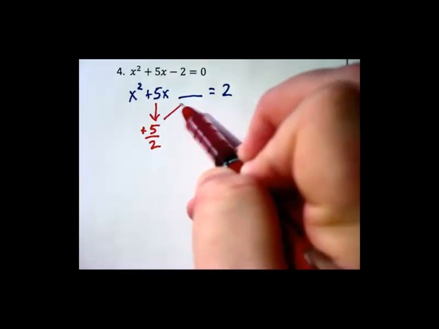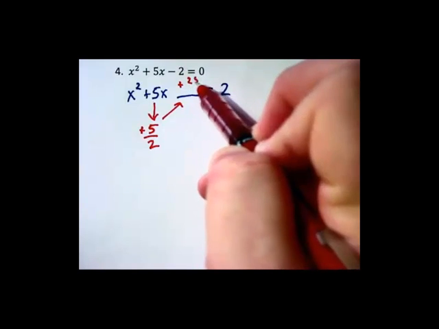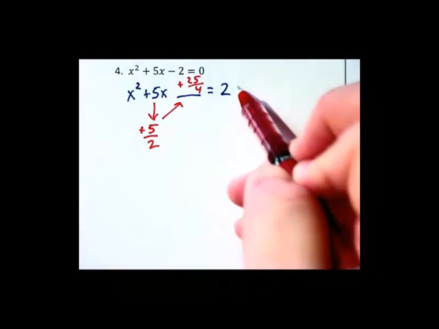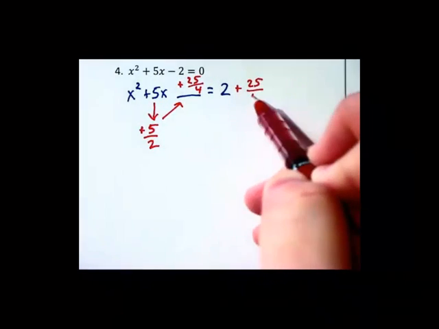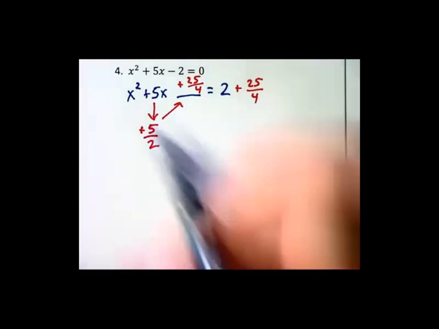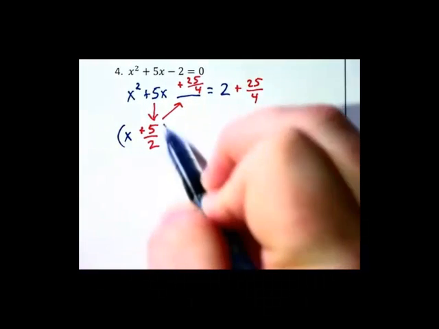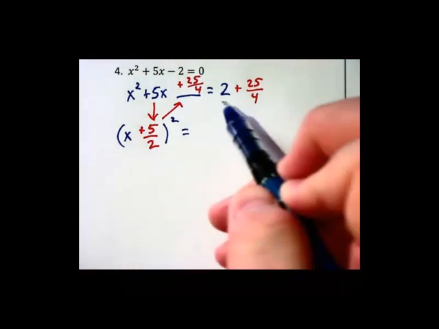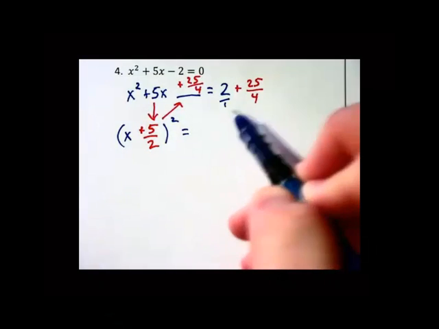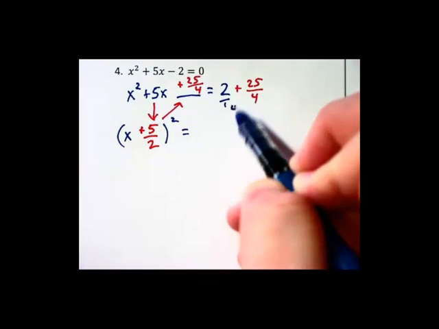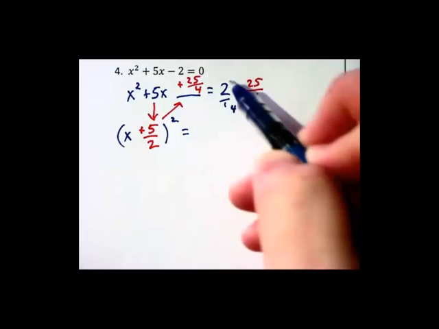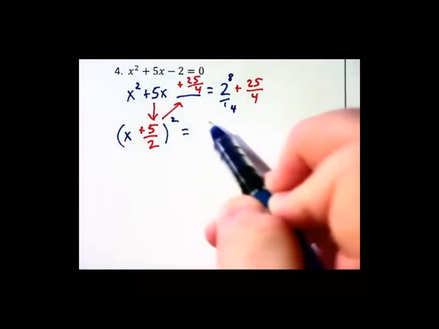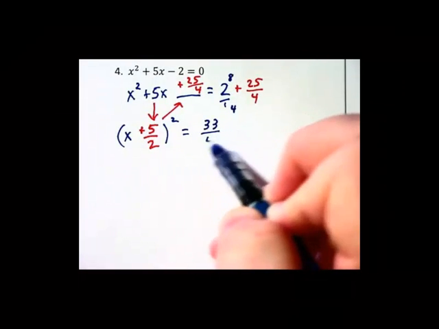We square that 5 halves, which gives us 25 fourths, which we add into the blank on the line above. And we're also going to add that 25 fourths to the right hand side also. We then insert the x, the parentheses, the quantity squared on the left, and on the right we have to go and add these. This is a 2 over 1, and when you're adding fractions you need a common denominator. So multiplying the denominator by 4 gives us 4, and the numerator by 4 gives us 8. So adding together 8 plus 25, we have 33 fourths.